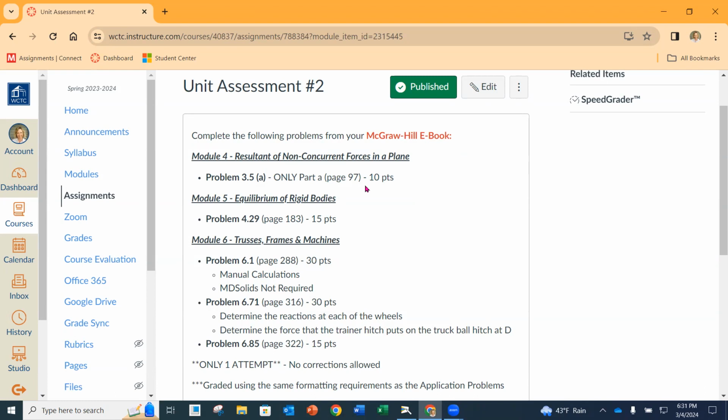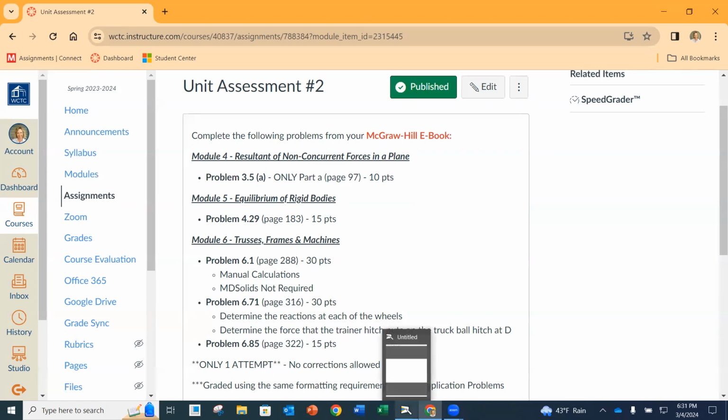We actually used the handout out of the other textbook that I used to use, but this problem is coming out of the McGraw-Hill ebook. The problem that pertains to this section is problem 3.5, part A only. This is found on page 97 in your ebook, and it is going to be worth 10 points.